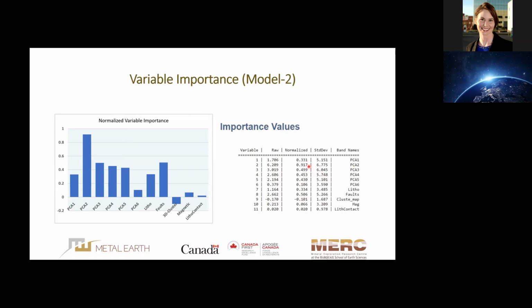More gold occurrences occur on that pattern, if you like, than we'd expect from random. And our faults, which are buffered around 1 kilometer, are also very predictive, and so on. Notice our cluster map in this particular case is not very predictive at all, but that has changed with other models we have been undertaking.